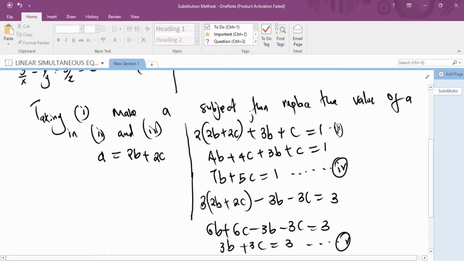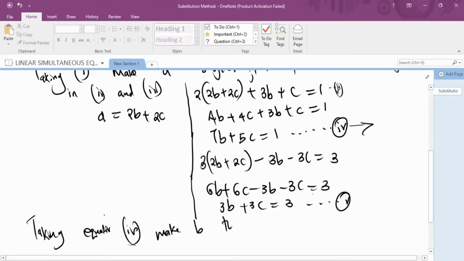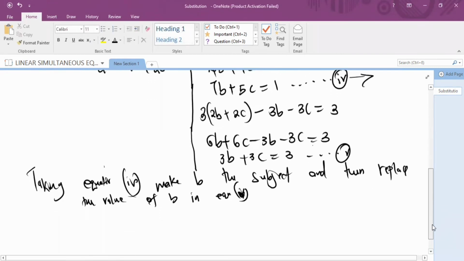Now taking equation 4 and 5, clearly look at them. We have B and C alone. I will take equation 4 and make B the subject of the formula. So that's the procedure. Taking equation 4, make B the subject, and then replace the value of B in equation 5.